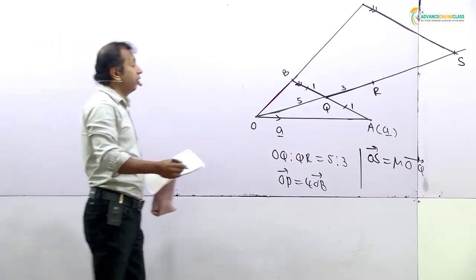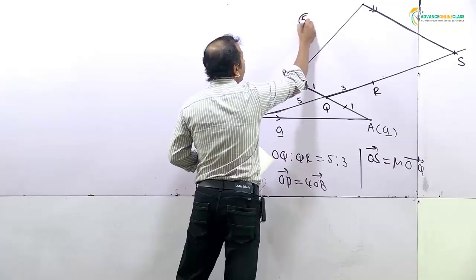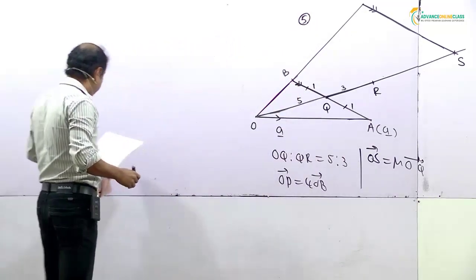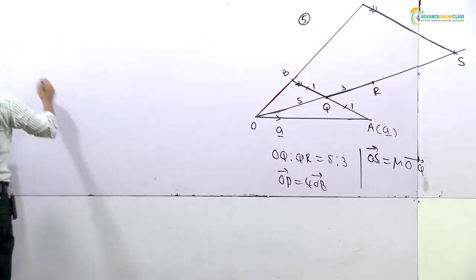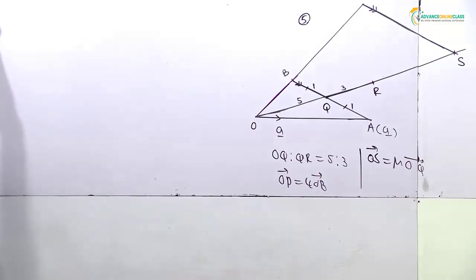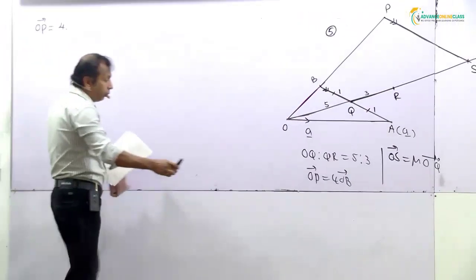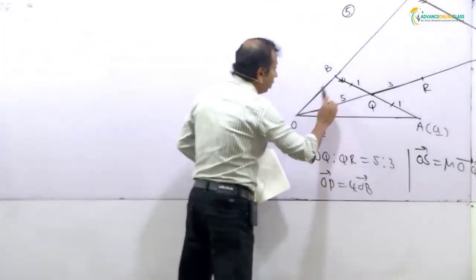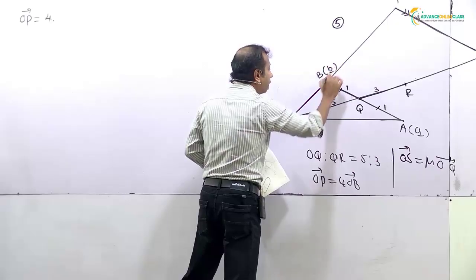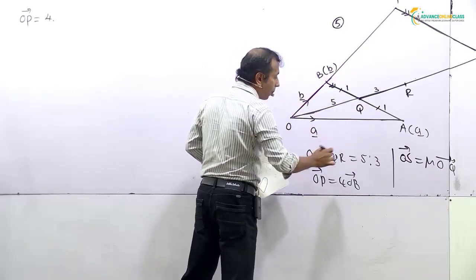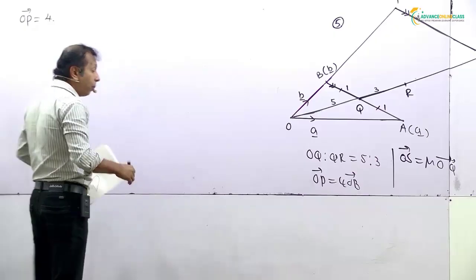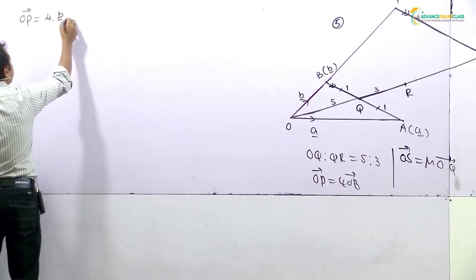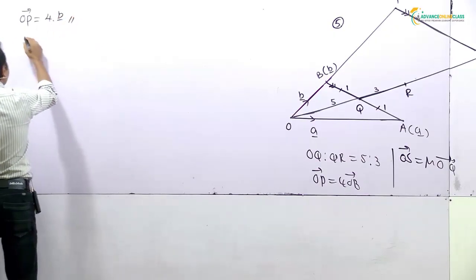For the diagram, 5 marks come in. Right, OP we can write. OP is equal to 4 times OB, no? OB, the position vector of B is given as B, no? This is B. Then OP is 4B, 4 times the B vector.